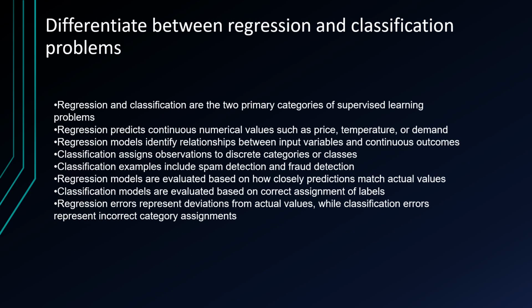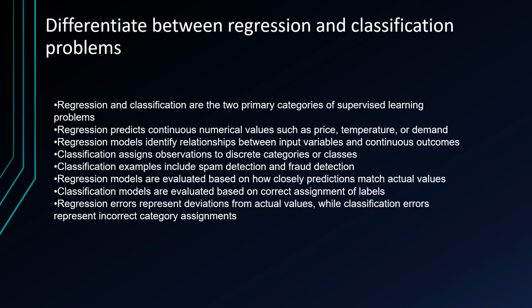We will now examine the two primary categories of supervised learning problems: regression and classification. Understanding the distinction between these two approaches is essential because they represent fundamentally different predictive tasks. Although both methods rely on labeled data sets and supervised learning principles, they differ significantly in the nature of their outputs, their objectives, and the way model performance is evaluated. Let us begin with regression problems.